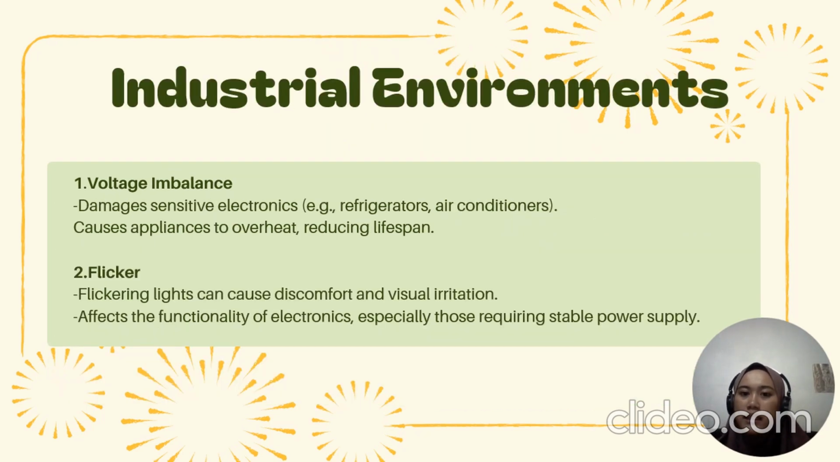Okay, next, industrial environments. Voltage imbalance may damage sensitive electronics like refrigerators or air conditioners. It can also cause appliances to overheat, reducing lifespan. Flickering lights can cause discomfort and visual irritation. It may affect the functionality of electronics, especially those requiring a stable power supply.